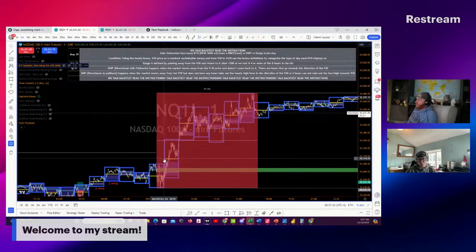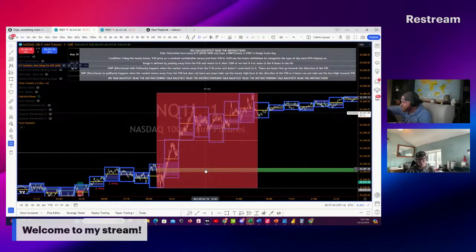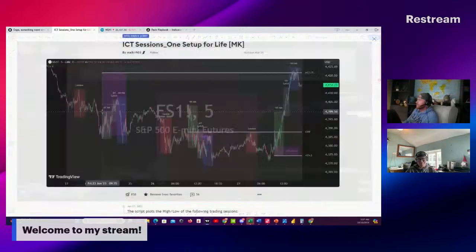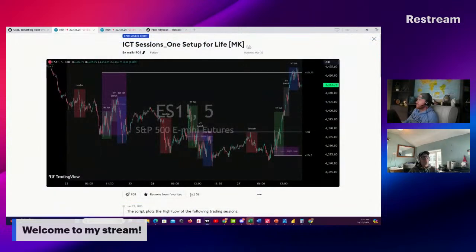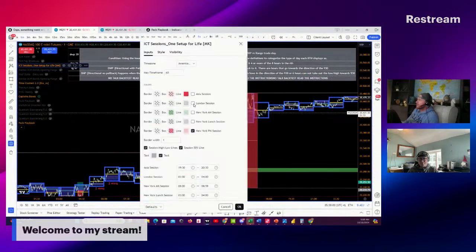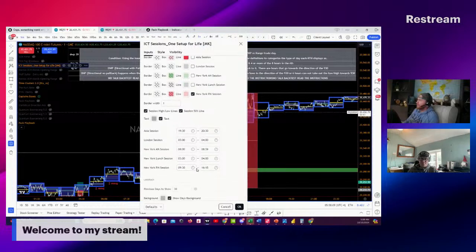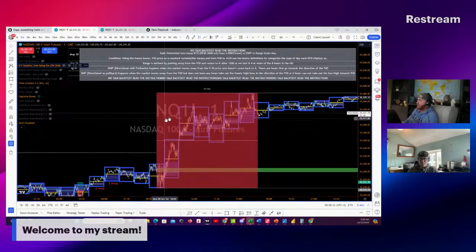The whole purpose of this is to see whether the RTH reverts to the mean more than it trends. What you guys should do is use this ICT one, set up for life by MK, who I have no idea who it is. It's an awesome, very flexible tool. Go into the settings, uncheck everything, and pick just one box. I put New York PM session, and for that I put 9:30 to 16:15. It defines the RTH.